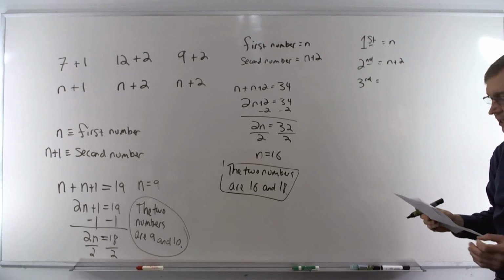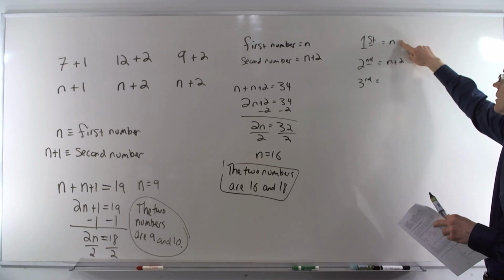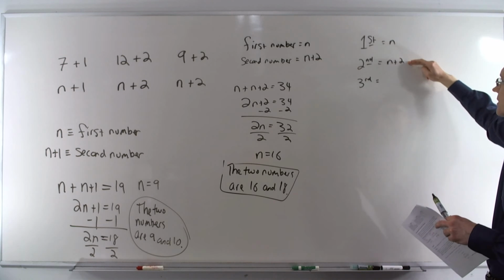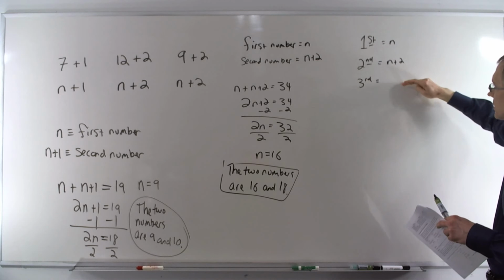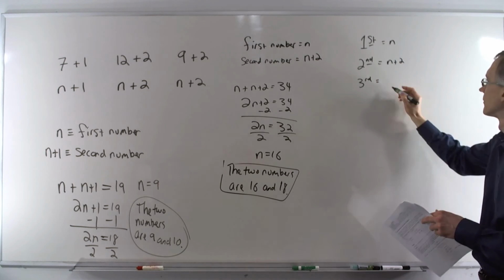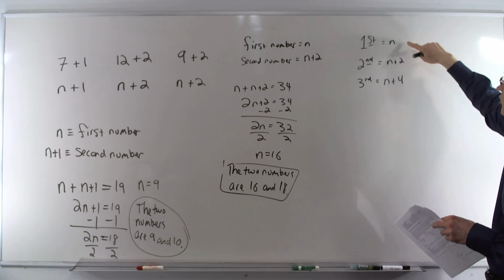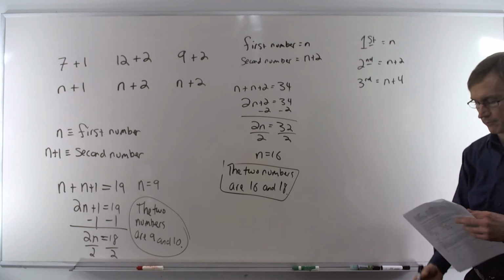We've got 3 consecutive odd integers. So we'll just define the first one to be n. And then from this one, we have to add 2 to it to get the second number. Now from this one, we have to add 2 more to it to get to the third number. So if we add 2 more to this, we get n plus 4. So there's our expressions for 3 numbers.